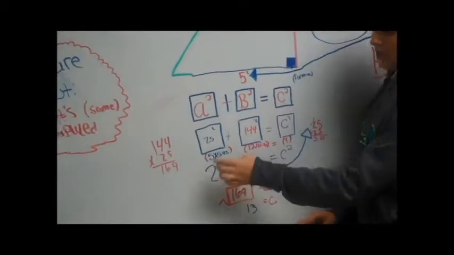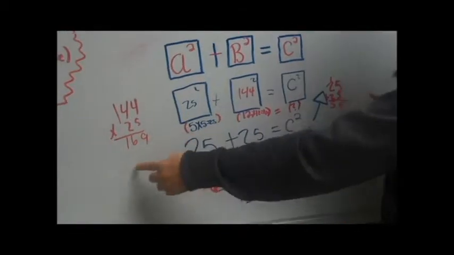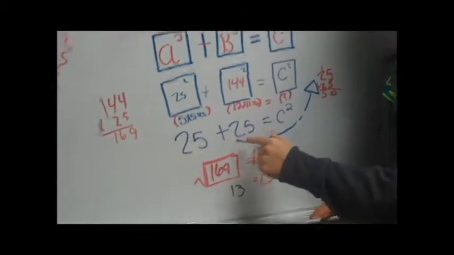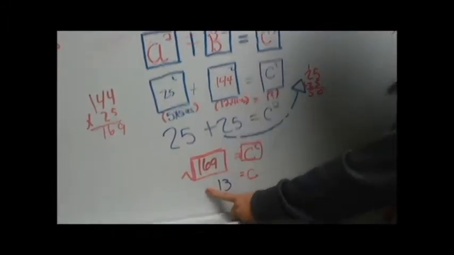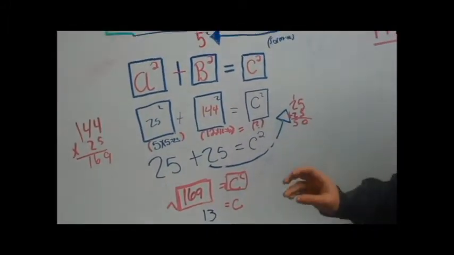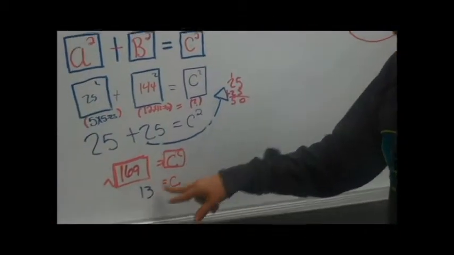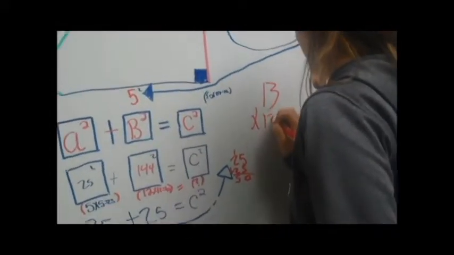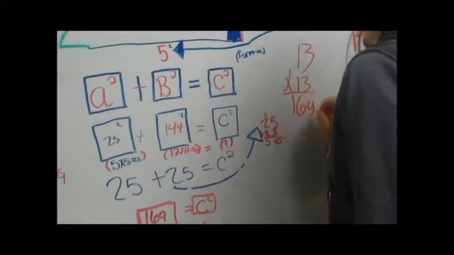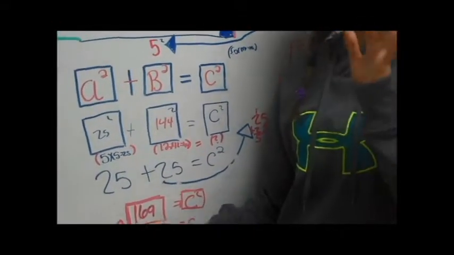And then you're going to add these two, and you're still not going to know it, so you use the number right here. And then once you add this, you have to find the square root of it. The square root is when you multiply two numbers and you get the answer. And I multiplied 13, and I got 169, and so 13 was my answer. And that is how you do the Pythagorean theorem.